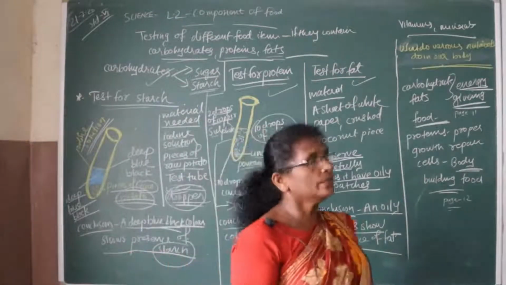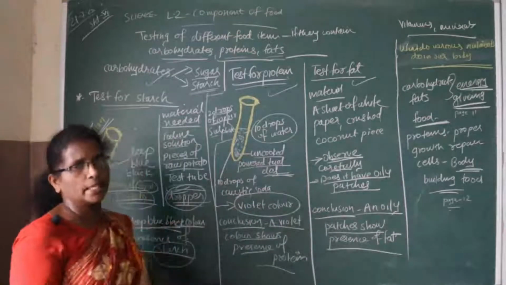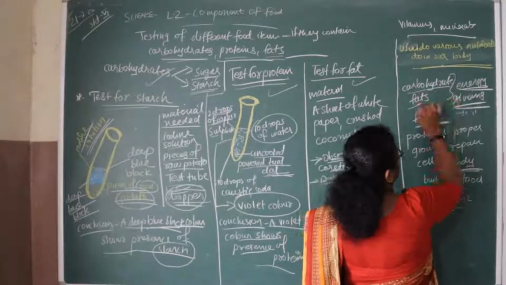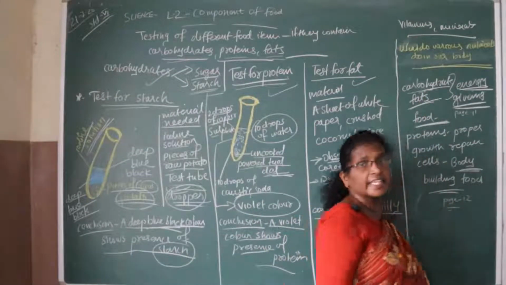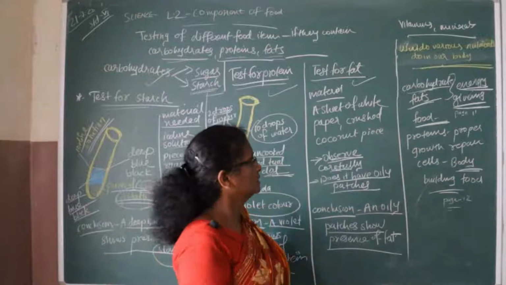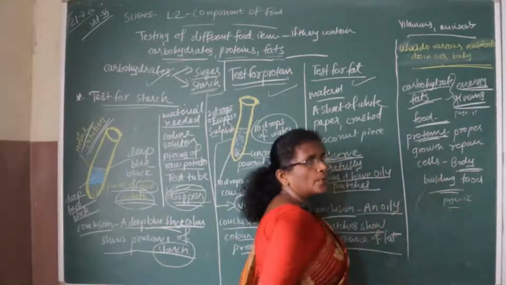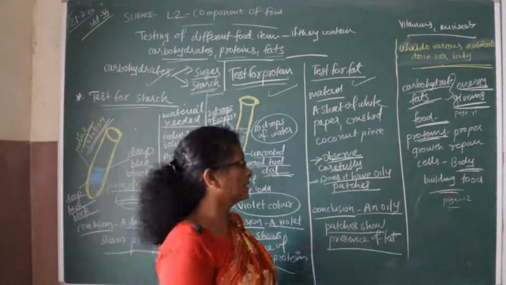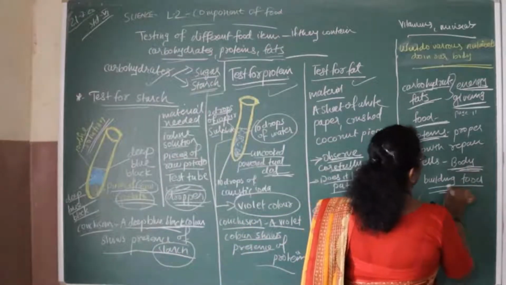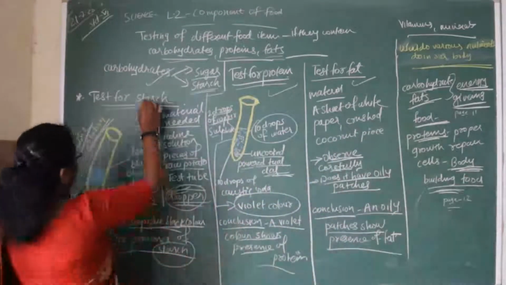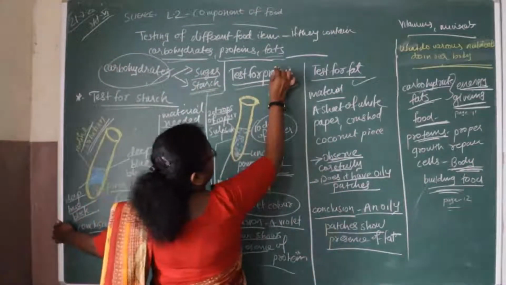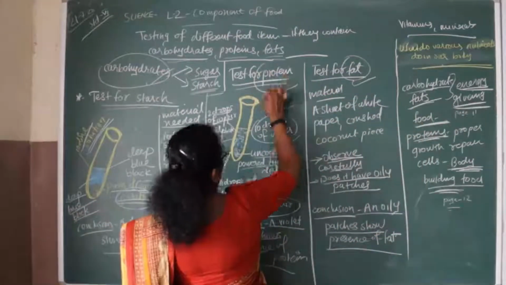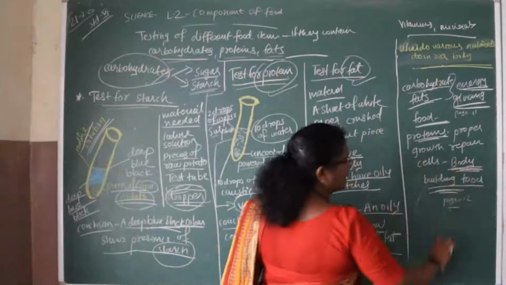Then what do these various nutrients do in our body, or what are their functions? Carbohydrate and fat are the energy giving foods. Protein helps in proper growth and repair of the cells of our body, so proteins are called body building foods.